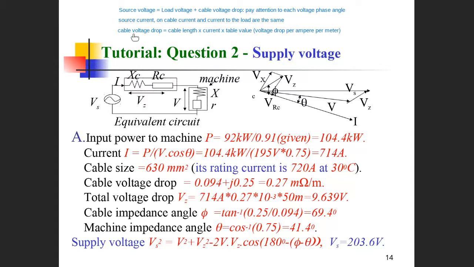The third point is that the cable voltage drop equals the cable length times the current times the cable table value, that is, the voltage drop per ampere per meter given in the tables. With this in mind, you can deal with any kind of power distribution system.